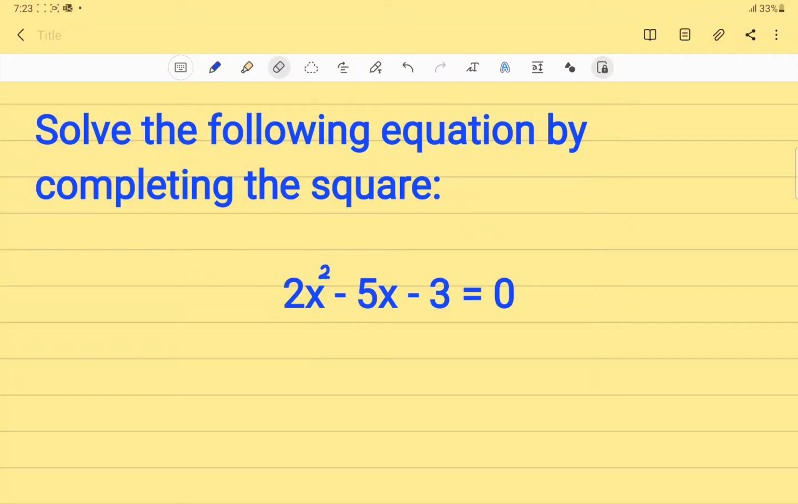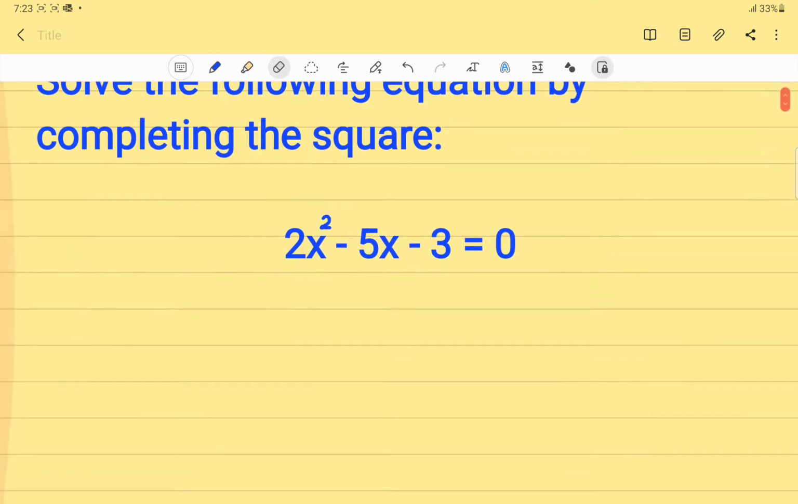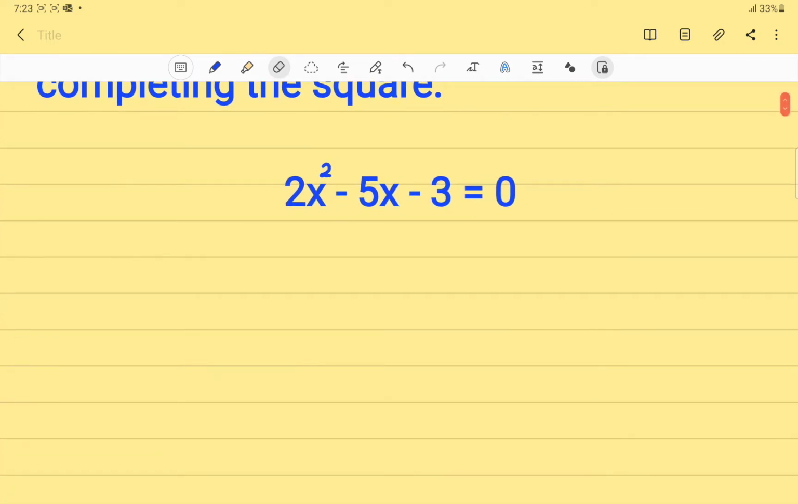Today we are going to solve a quadratic equation with the help of the method called completing the square. So let's go on with our solution. Our given equation is 2x² - 5x - 3 = 0. To apply this method, first of all we have to separate the terms that are involving x. For doing so, we will add 3 on both sides of this equation.